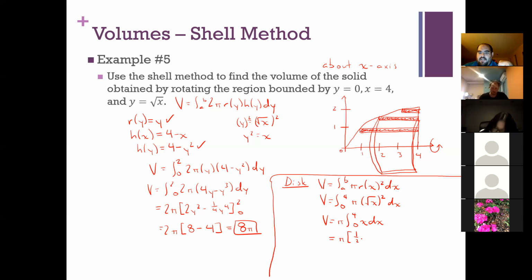And it looks like this actually would have been quite a bit more straightforward. So this is one of those cases where the shell method was by no means undoable. It was probably a little more difficult than we needed it to be, but if I did this using the disk method, that means I get to keep the variable that my functions are already expressed in. I don't have to worry about the radius and the height, just got to deal with the radius.